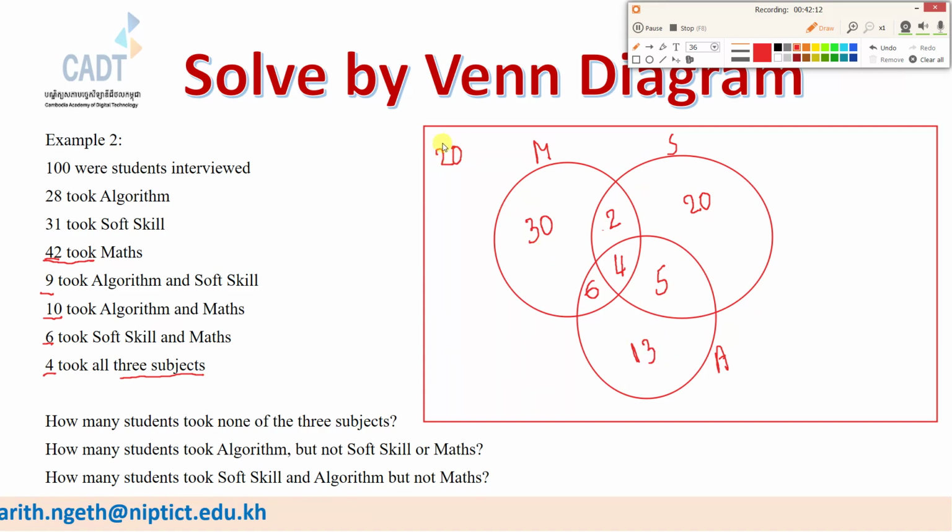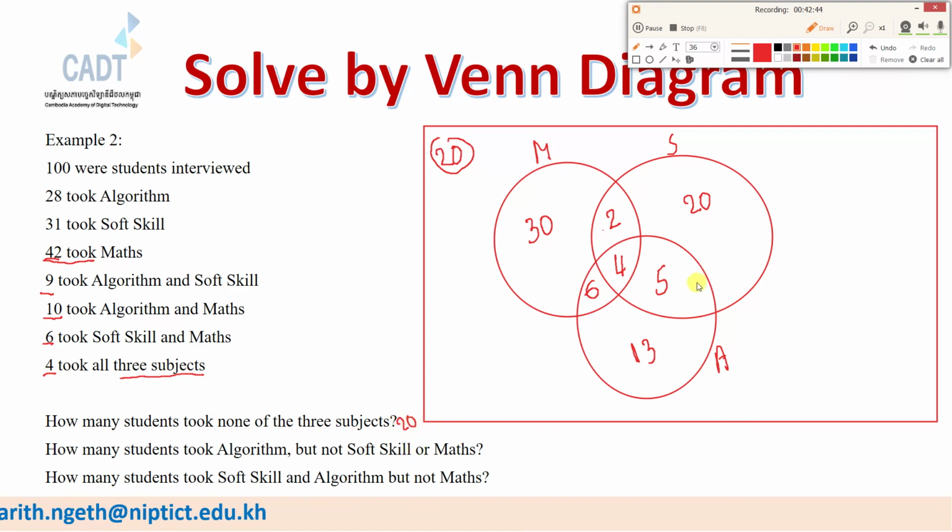20 students don't take math, soft skill, or algorithm. So they have only all this study about the students who choose mathematics, soft skill, or algorithm, which is only 80. So 20 students don't choose math, soft skill, or algorithm. So this is 20.